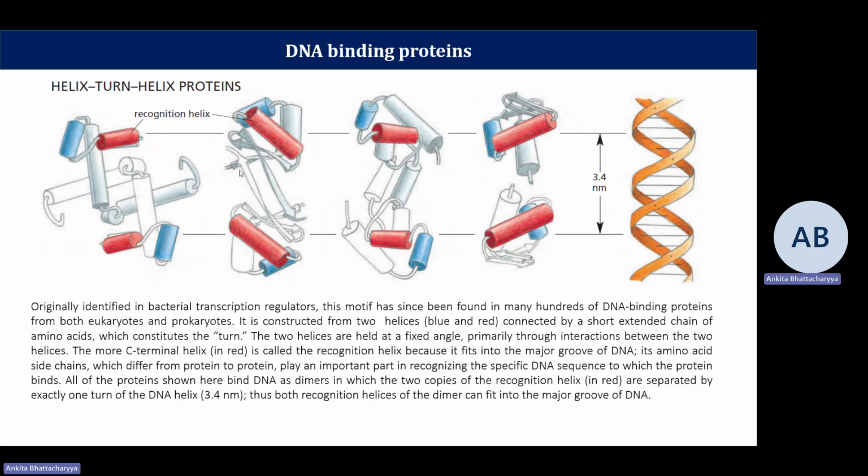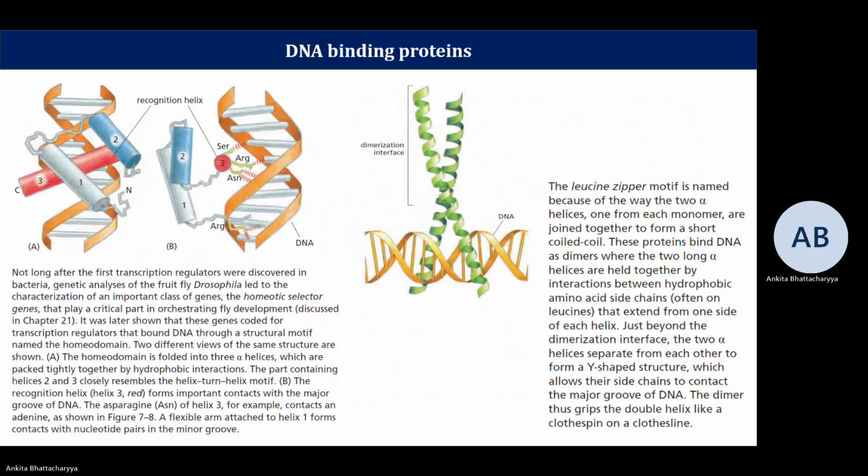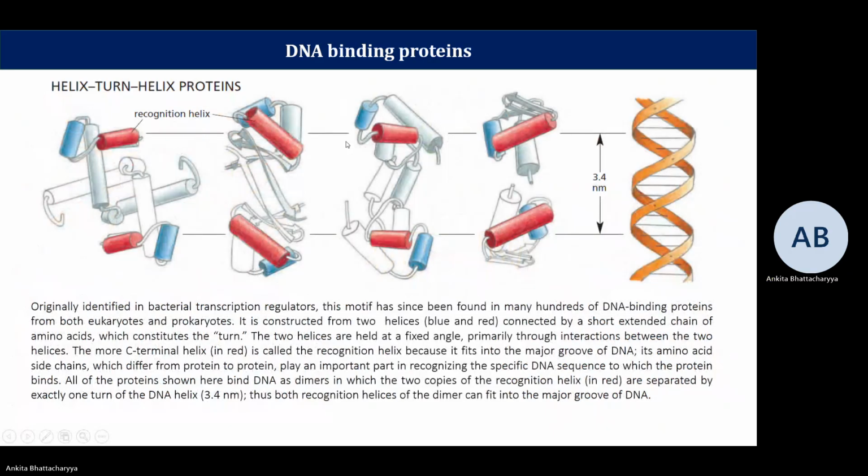Among the different families, the first one is of helix turn helix proteins. So, originally found or identified in the bacterial transcriptional regulators, this motif has since been found in many hundreds of DNA binding proteins from both prokaryotes and from eukaryotes as well.